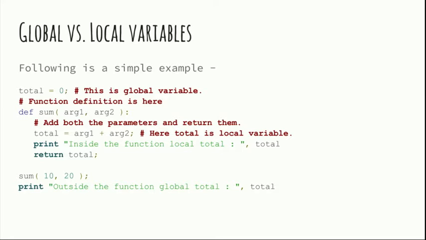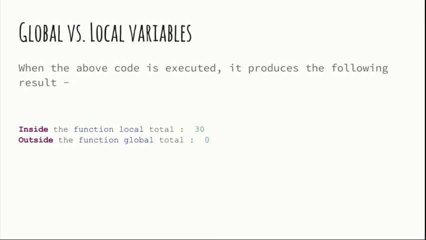Print "Inside the function local total:", total. Return total. sum(10, 20). Print "Outside the function global total:", total. When the above code is executed, it produces the following result. Inside the function local total is 30. Outside the function global total is 0.